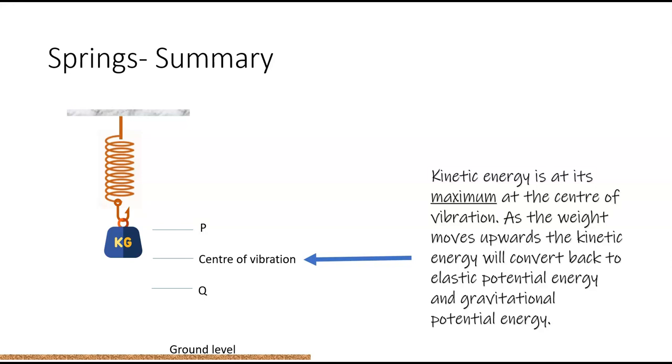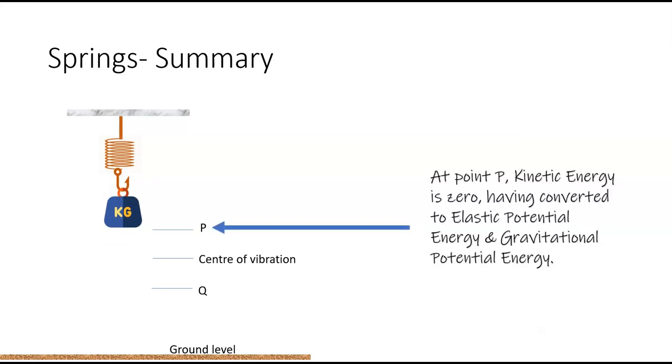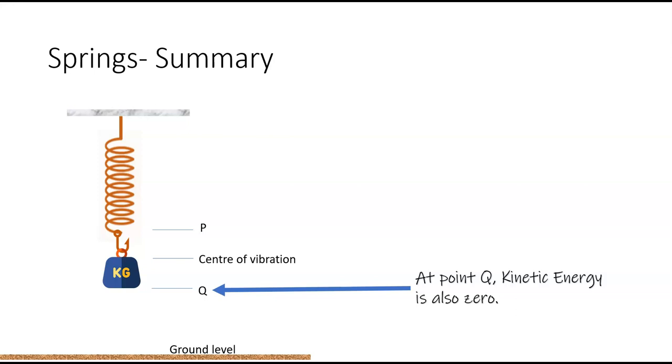As the weight moves upwards, the kinetic energy will convert back to elastic potential energy and gravitational potential energy. At point P, kinetic energy is zero, having converted to elastic potential energy and gravitational potential energy. At point Q, kinetic energy is also zero, having converted to elastic potential energy.